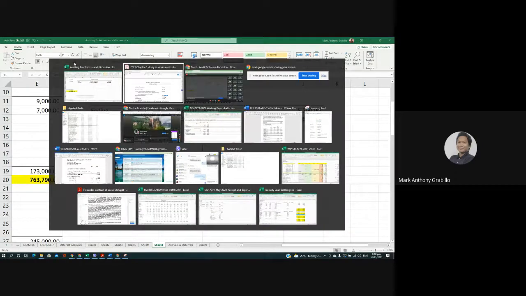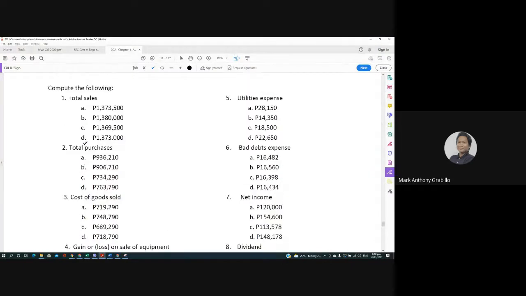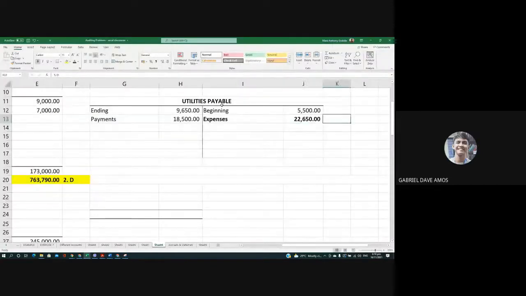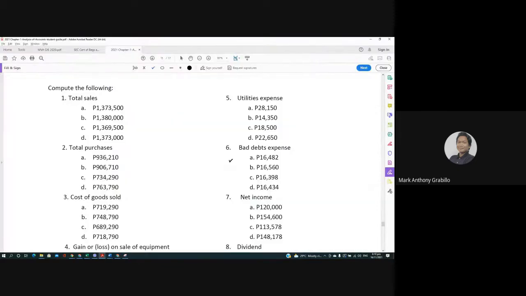22,650. Based on the problem, ano po yung letter? Letter D. So, the answer for number 5 is letter D. So, utilities expense is 22,650. Number 6, bad debts expense.